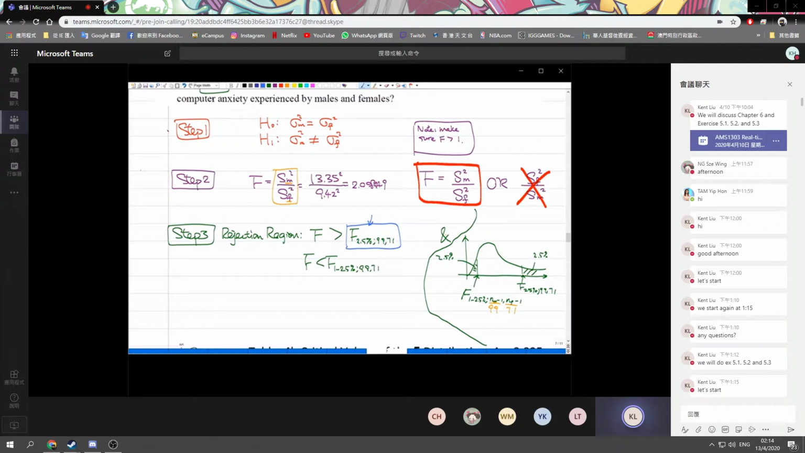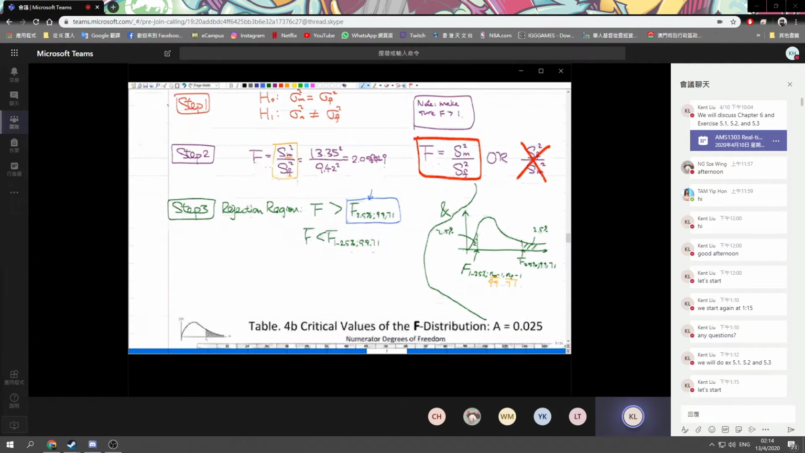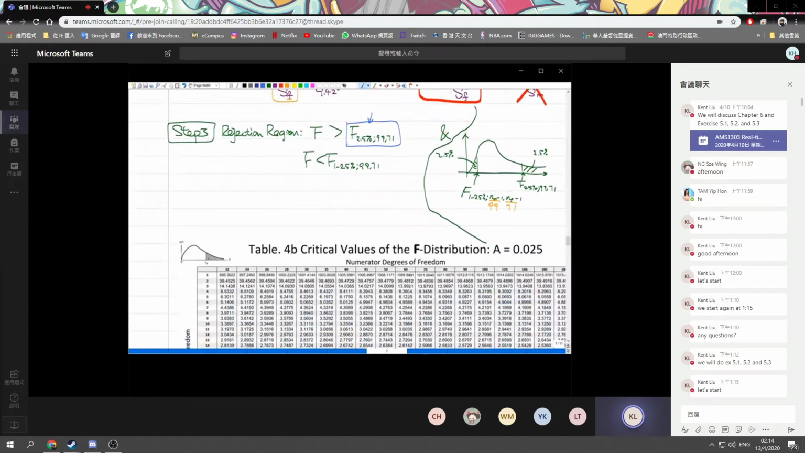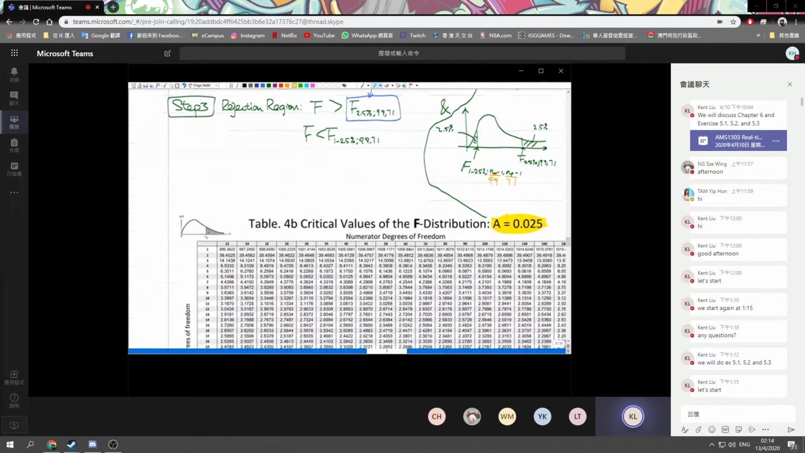Now, how do we check the value? You can go to the table, and you have to pay attention to the heading. Here we are doing 2.5%, so you have to make sure you are going to a table with alpha equal to 2.5%. There are some other tables with 1% and 5%, so you need to make sure you are on the correct page.